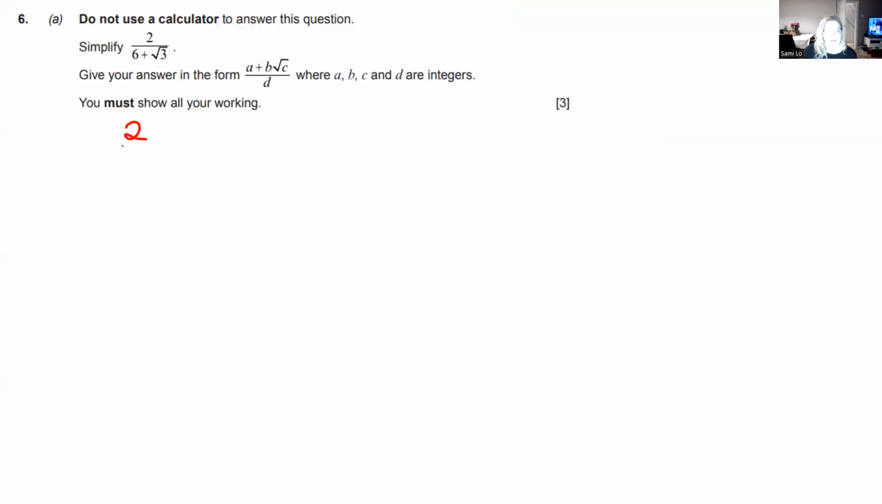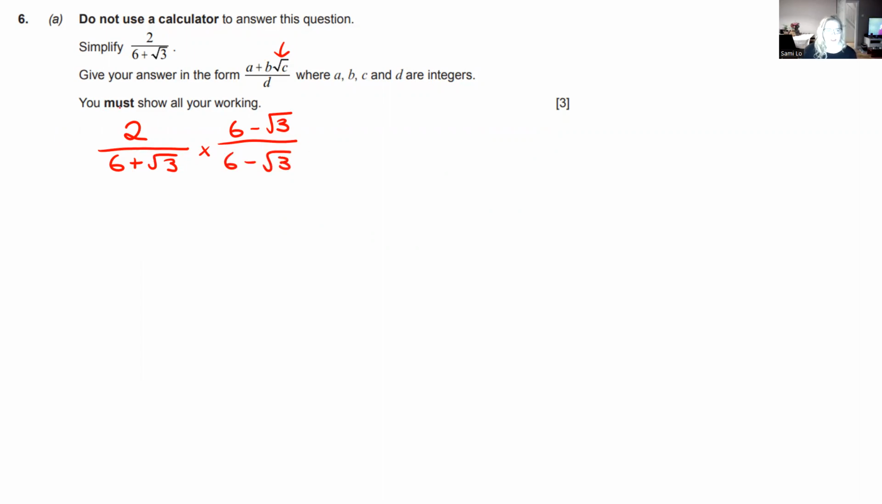To do this, I'm going to have my 2, 6 plus root 3. So that's just the question. Now to get it so the surd is on top, I'm going to be timesing everything by the opposite of the surd. So where it's normally a plus, it's going to be minus root 3. And this is just in order to cancel them out. It's the easiest way to do that.